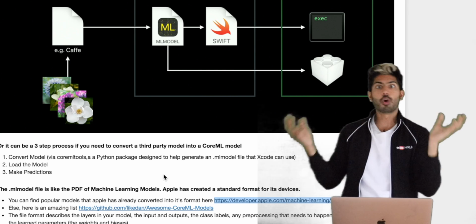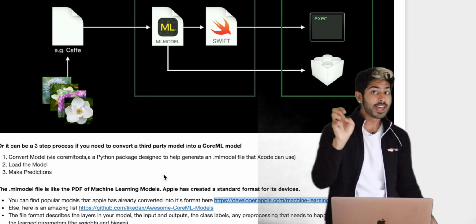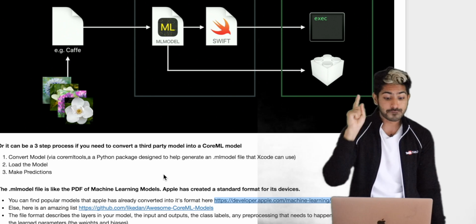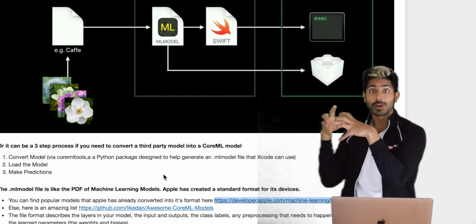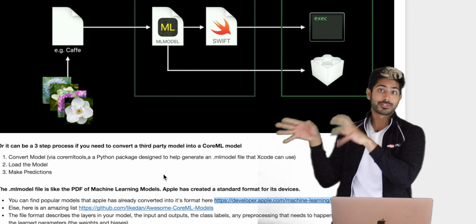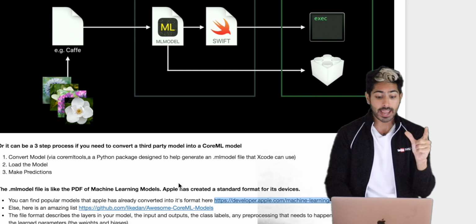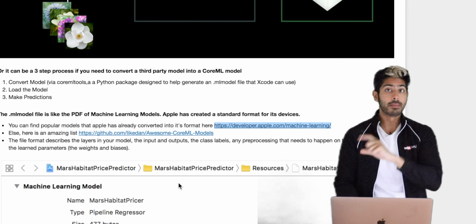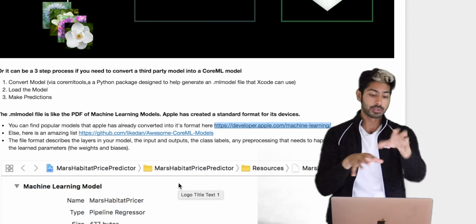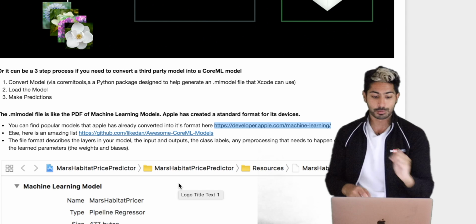But let's say that you don't want to use their pre-trained models. Let's say you want to build your own. Then it becomes a three-step process. The first step is to convert your pre-trained model, in whatever machine learning library you're using, whether it's Caffe or Scikit-learn, into a .ml model using a tool that they've created for this called CoreML Tool. It's a Python library. We'll talk about that. And then you do the next two steps: load the model and make the predictions.